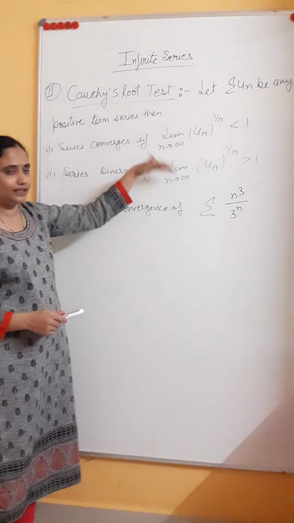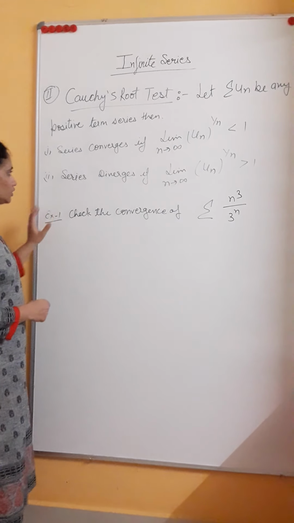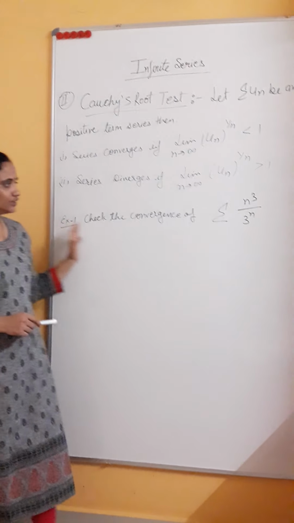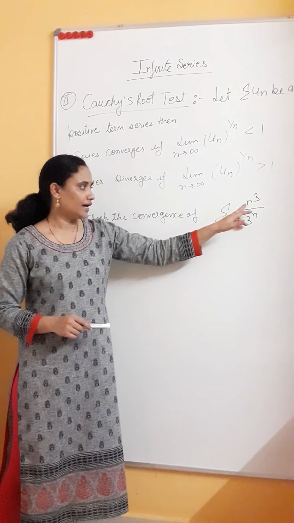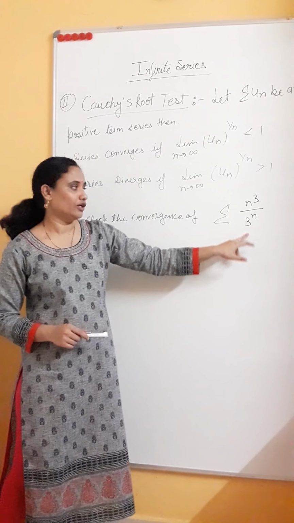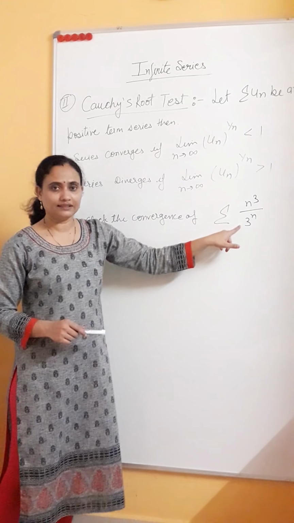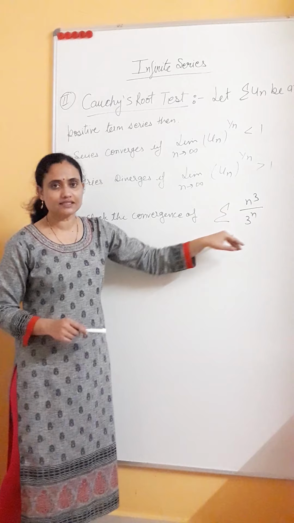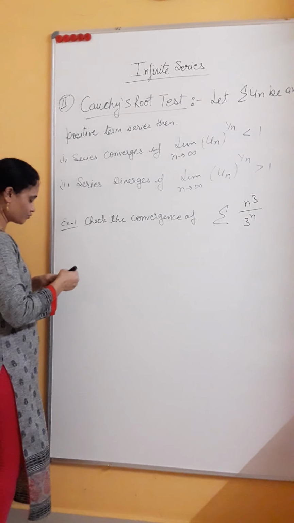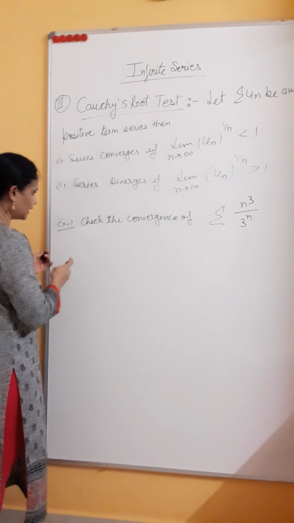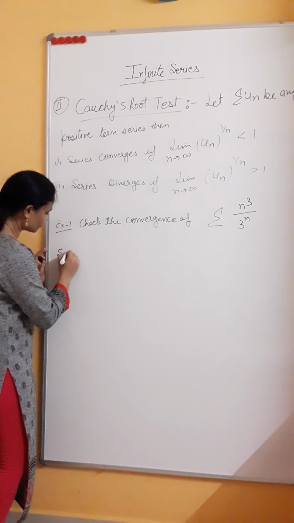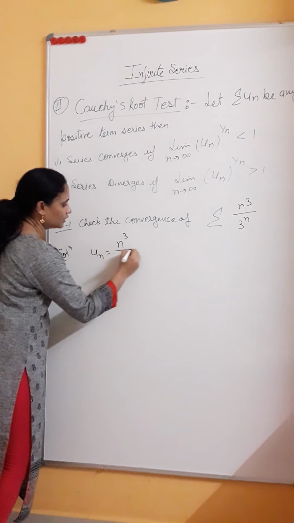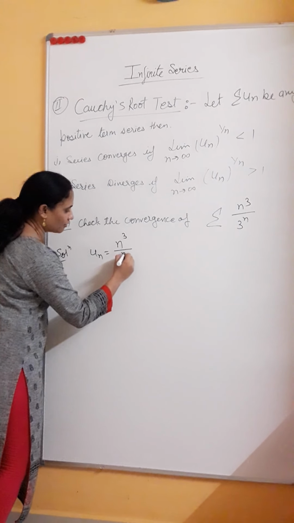So here we are taking these two cases only. Let's take the first example. Check the convergence of summation n cube by 3 power n. As we know, this is the series, so this is the nth term. Comparing, the nth term un is n cube divided by 3 power n.